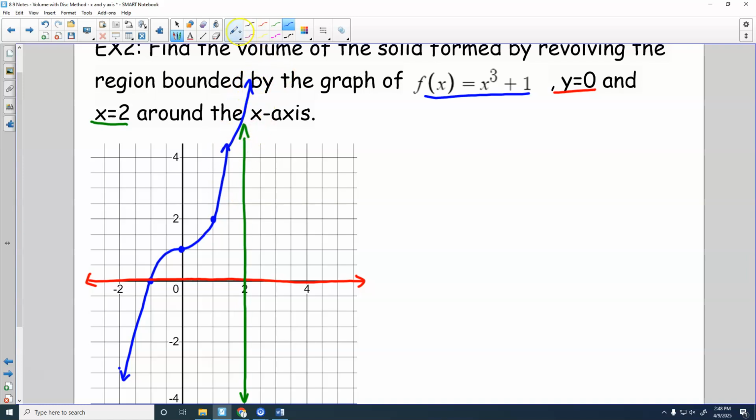How could I figure out where it actually stops since my graph's not big enough? If I find f of 2, I can figure out where they cross. So if I plug in 2 right there, even though, do I really even need to know the y-coordinate there? I'm rotating around the x-axis, so I don't really even need to know the y-coordinates. Just know it does cross somewhere up there. So this is our shape that we're going to be rotating around the x-axis.